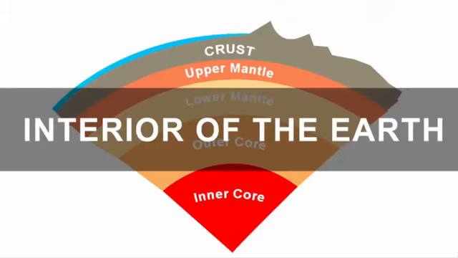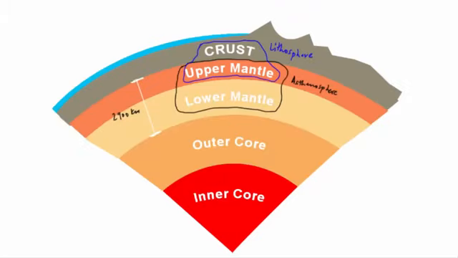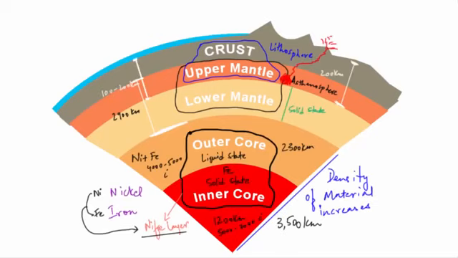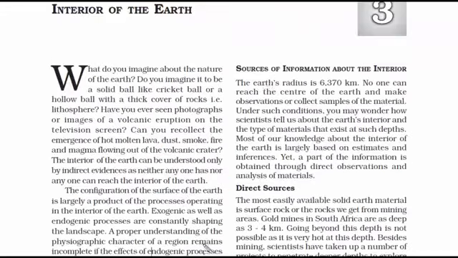Again, going back to this diagram about different layers of Earth, scientists have gathered enough information and various characteristics about each of these layers. So this chapter will basically help us know more about these layers. Let's read some information about the interior of our Earth.